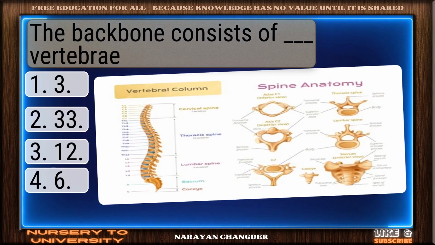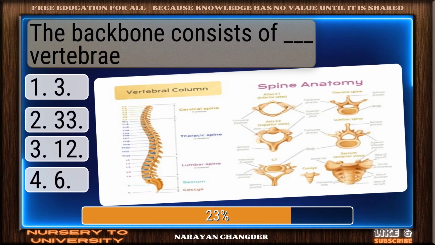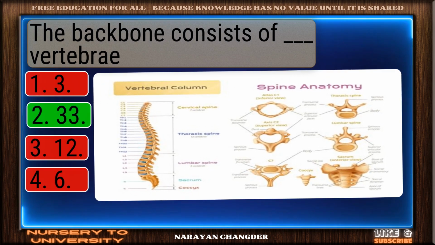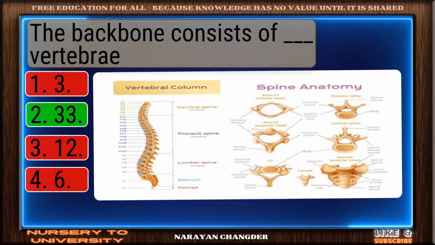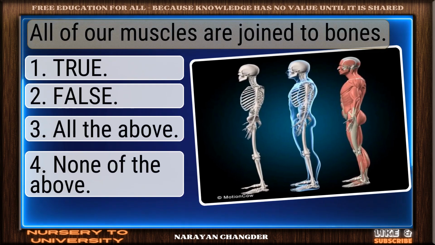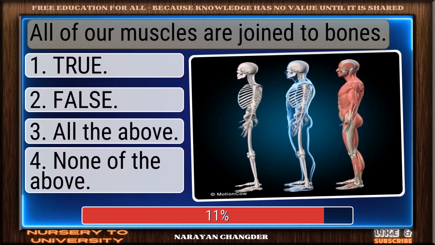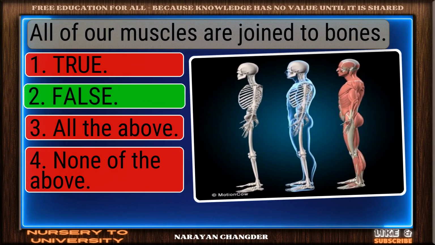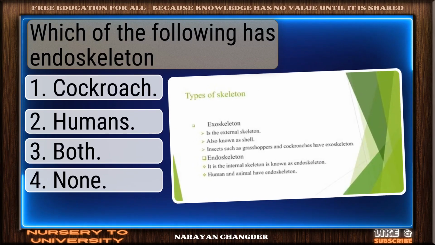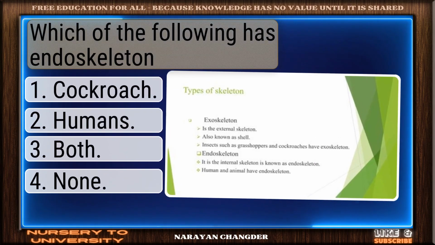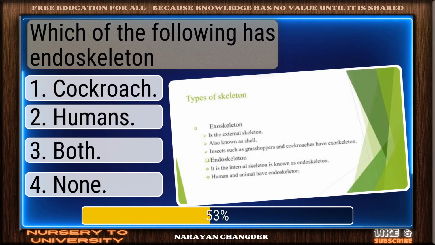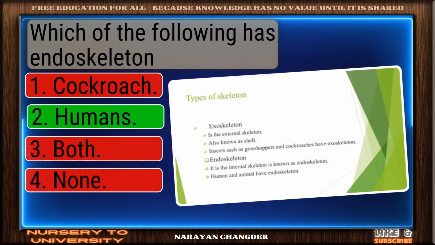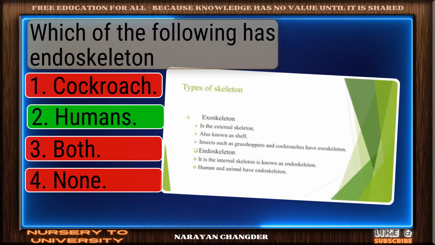The backbone consists of dash vertebrae. Excellent choice. 33 is the right answer. All of our muscles are joined to bones. Perfect. False is the correct choice. Which of the following has endoskeleton? You got it. Your choice humans is right.